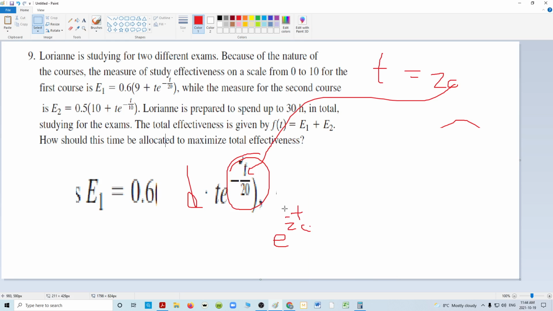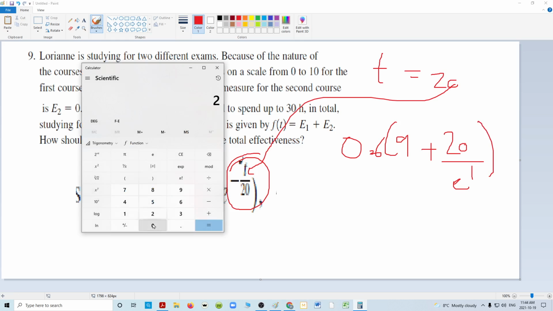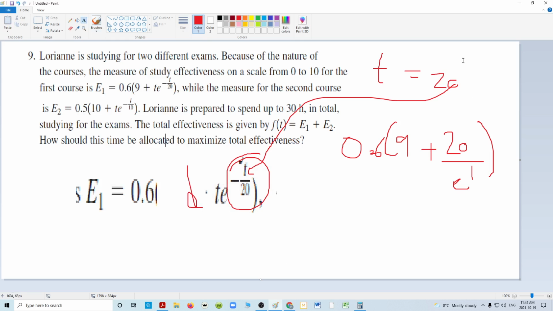So when I do that, assuming my calculations were right, I get 0.6 times 9 plus 20 over e to the 1. Okay? 20 divided by e plus 9, times 0.6. So I'm going to get a y value here. She's going to hit an efficacy rating of 9.8 at that time. What about the other one?